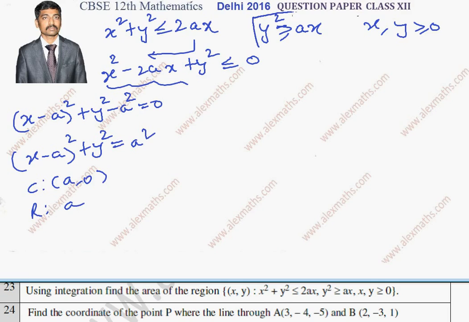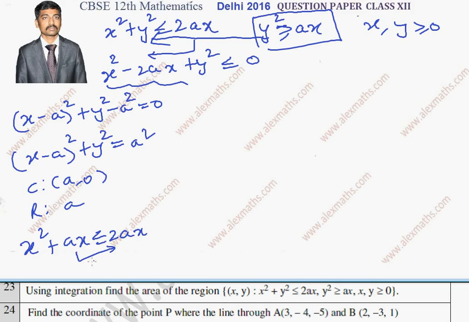Now this is a parabola open to the right side. First I have to find the meeting point of both. So I will substitute the y square here. So what will happen? x square plus ax less than or equal to 2ax. By taking this to the other side, it will become ax. So x square equal to ax. After cancelling, I will get x is equal to a. Another meeting point will be the origin because I cancelled the x.